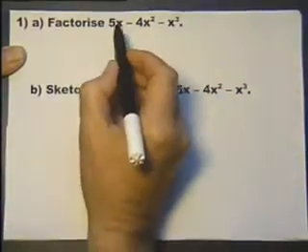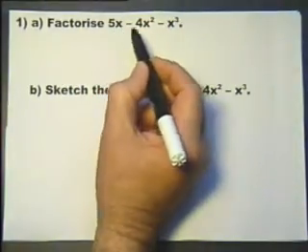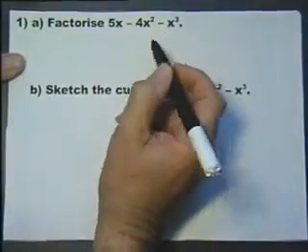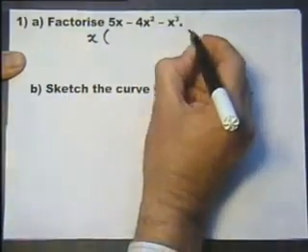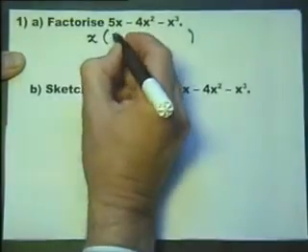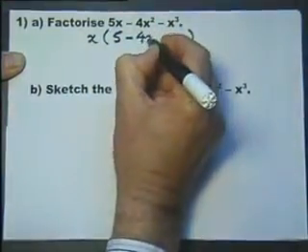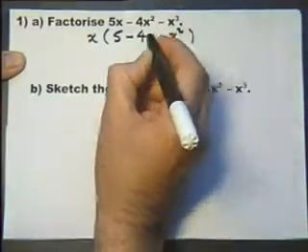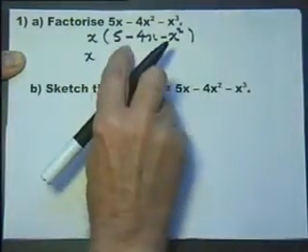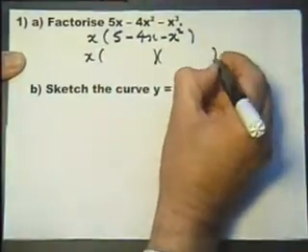Factorise this cubic. Because each of the terms has an x in it, we can factorise first by taking that x out of each of those terms. So I'll be left with a 5 there, a 4x there, and a minus x squared there. Now we've got a quadratic, which we hopefully can factorise into 2 brackets.